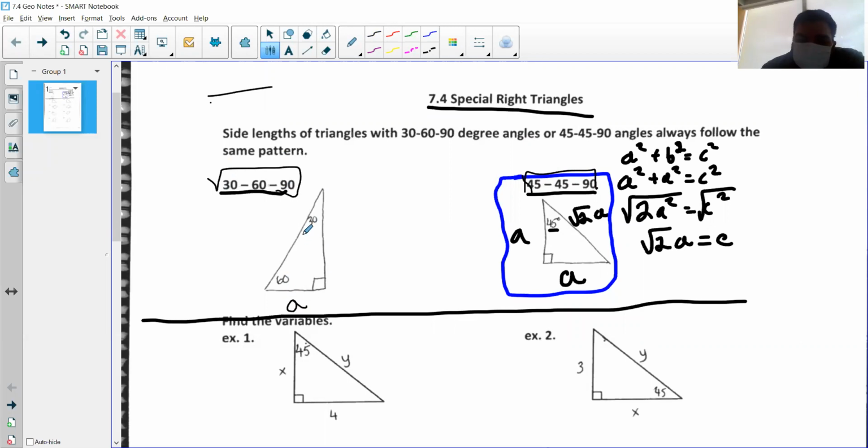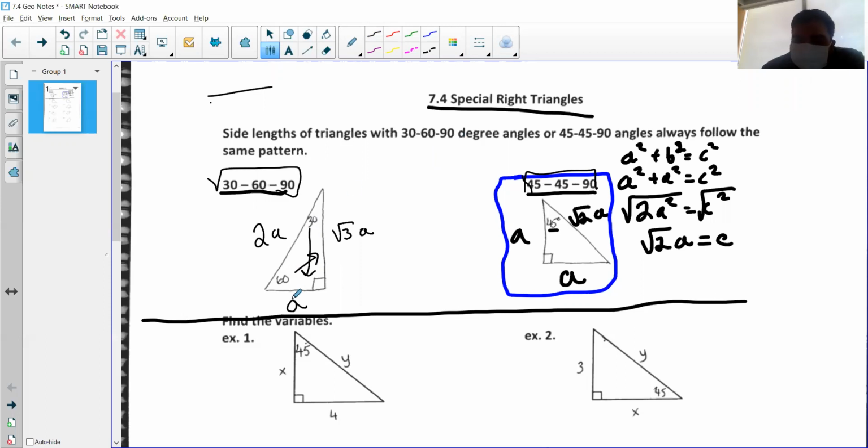So A is going to be across 30. I'm going to tell you 2 times A is going to be across the hypotenuse. The hardest one to remember is across the 60 is going to be square root 3 times A. That's the hardest one. People forget that. But across the 60 is square root 3A. Across the 30 is A. And across the hypotenuse is 2A.